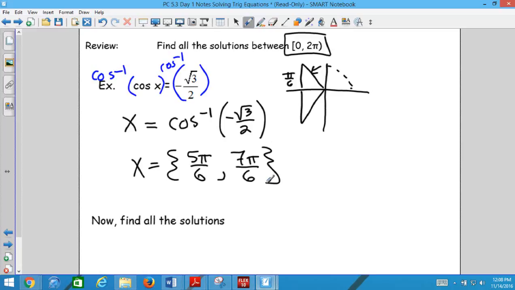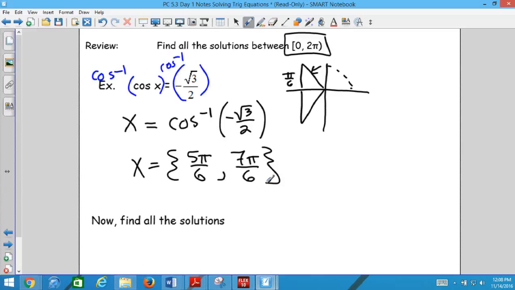And I'm writing my answers the same way that we were writing them for our assignment yesterday, where we have set notation, 2 answers, separated by a comma, in squiggly brackets. Then underneath that, it says now find all the solutions. So if I were to take off the restriction between 0 and 2 pi, how many times could I go around that unit circle?